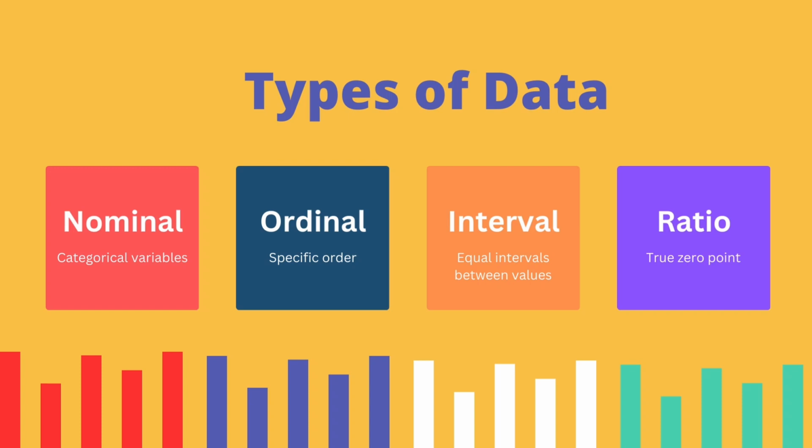Understanding the different types of data is important because it determines what statistical analysis can be performed. For example, you cannot calculate a mean for nominal data, but you can calculate a median for the data.